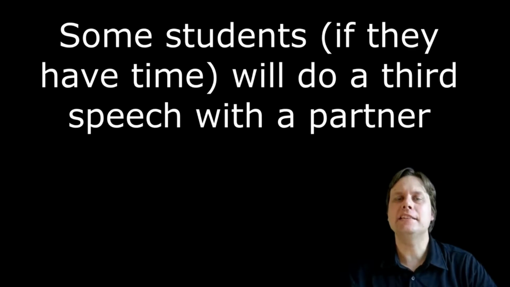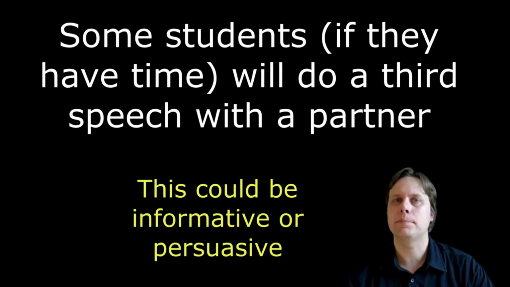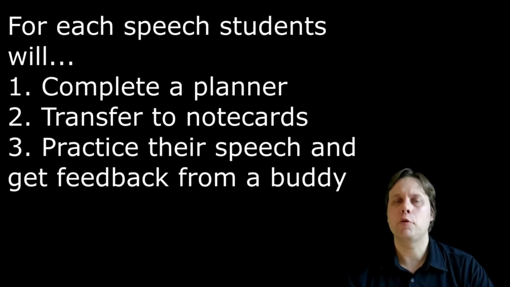As with any class, over time the kids get stretched out a bit in terms of what they've accomplished. Some kids are going to work at a slower pace than others. So for that reason, we have some optional activities towards the back half of the class that kids can do if they have time, but not all of the kids will do. The students will be planning out with a planner their informative speech, and then they'll transfer the things that they're going to talk about in their speech to note cards.